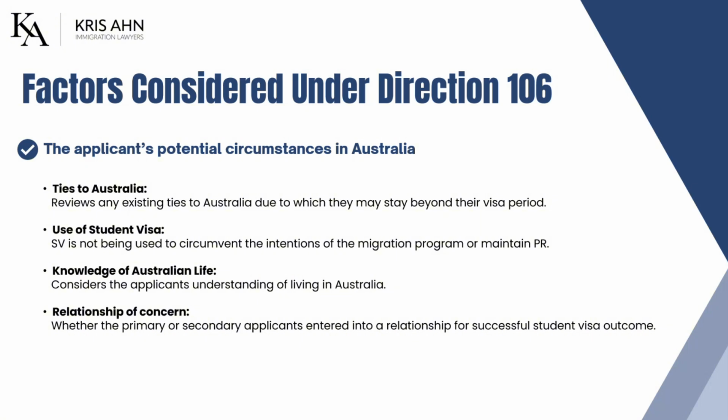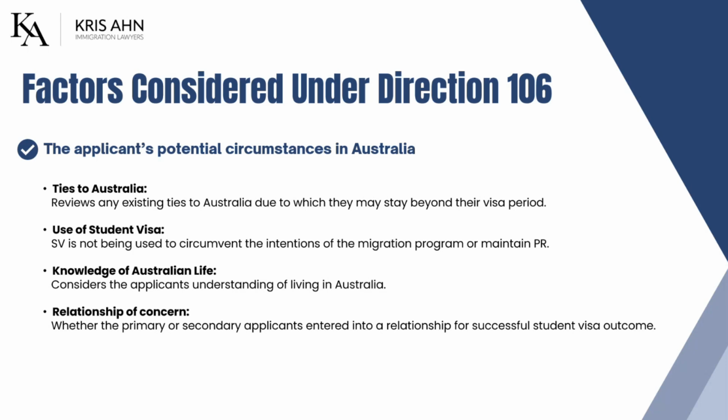Knowledge of Australian life. Consider the applicant's understanding of living in Australia. So when you apply for the student visa, there are various factors. Why Australia? Why this city? Why this university? What are the costs? Living costs and everything will be considered. So if you provide that information in your statement of purpose, it will be helpful.